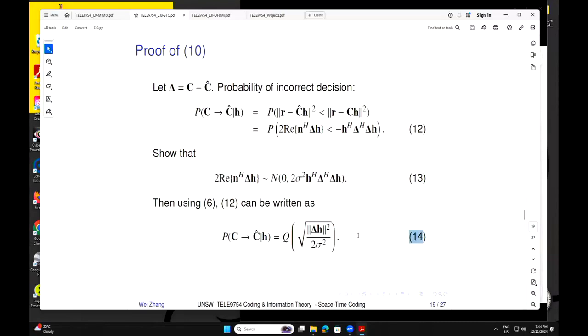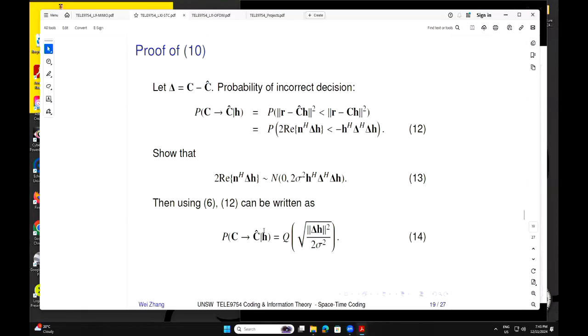Based on equation 14, the question is, you're given a channel. How about when the channel is fading? If the channel is varying, then usually to calculate the error probability you need to take the average. You take the average of equation 14 with respect to the realization of the channel H, because H is changing, H is random. So you need to take the expectation of equation 14 with respect to H. Theoretically, you take the integration of equation 14 times the PDF of H. So that is called the average.